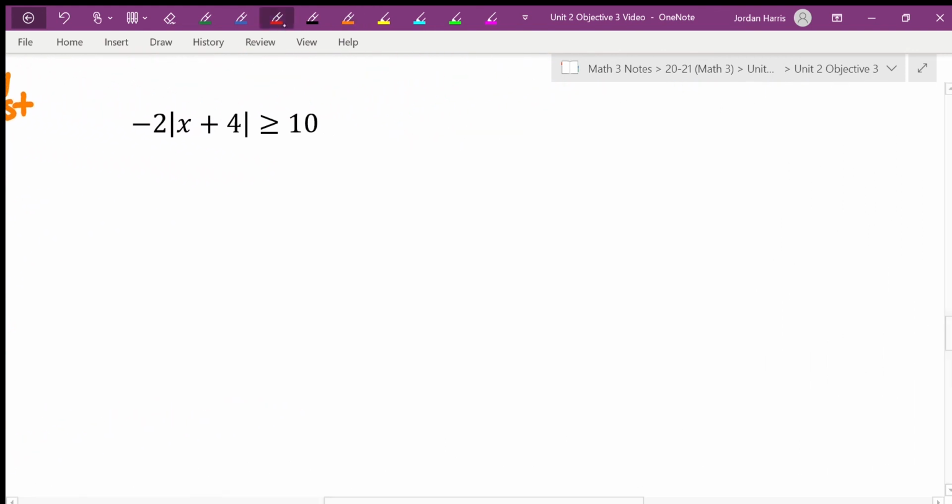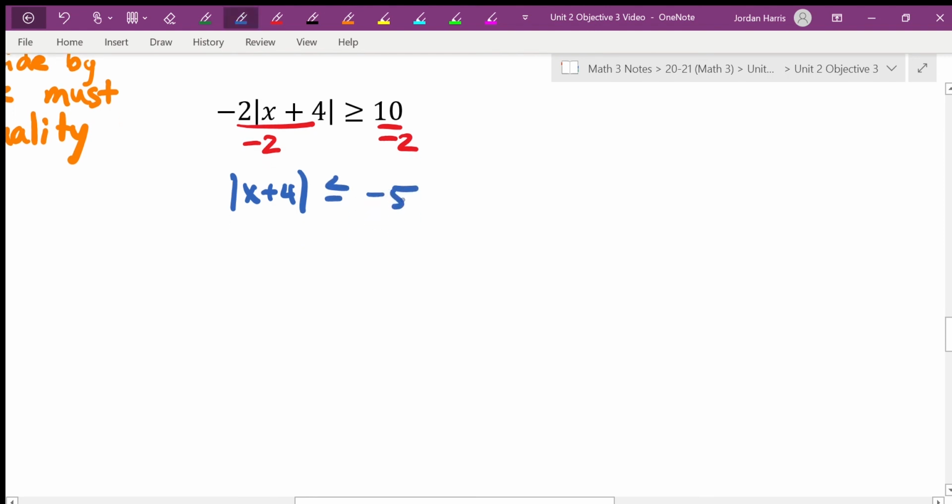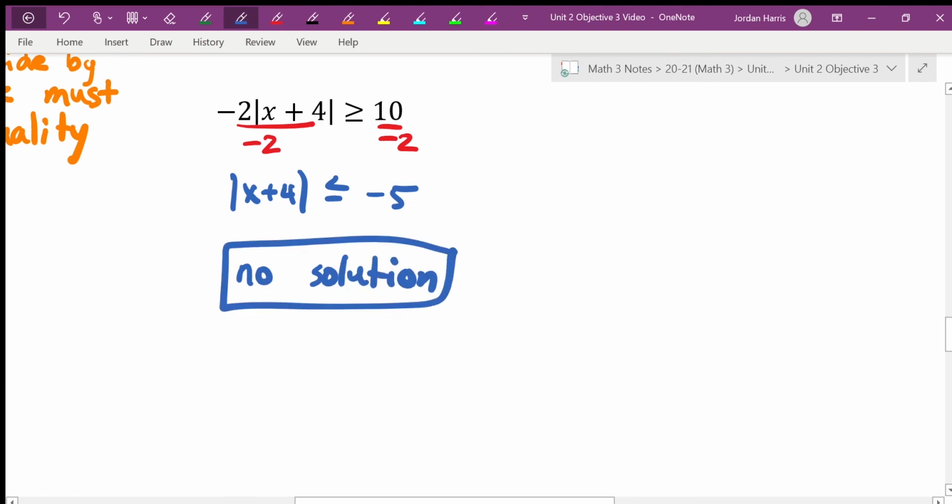Can't go over every single type of problem you might possibly see. Okay, this time I'm going to divide both sides by a negative. So we have to do the same thing. Flip the inequality. So it becomes less than or equal to. And that's negative 5. Oh, I'm relating to a negative now. So when is a positive less than a negative? Never. No solution. Okay, don't forget to look for those.